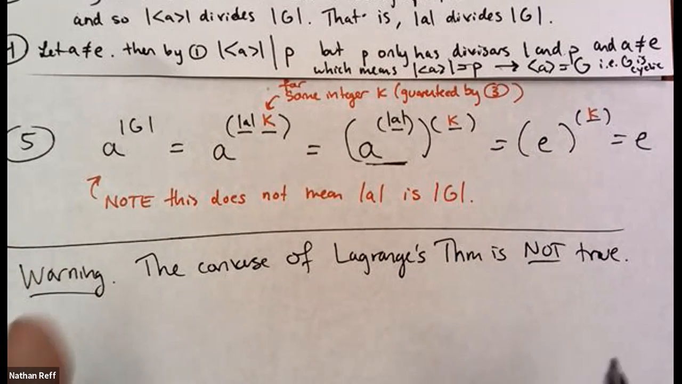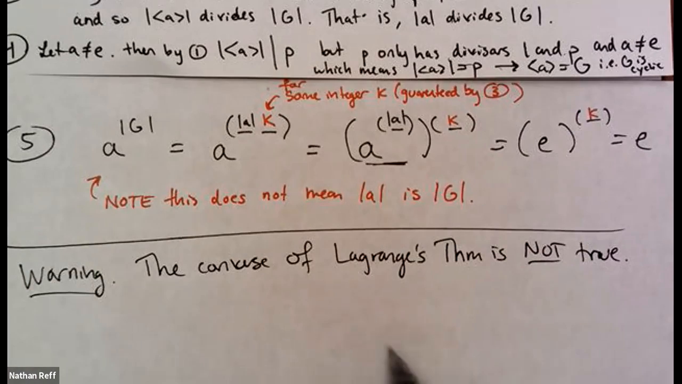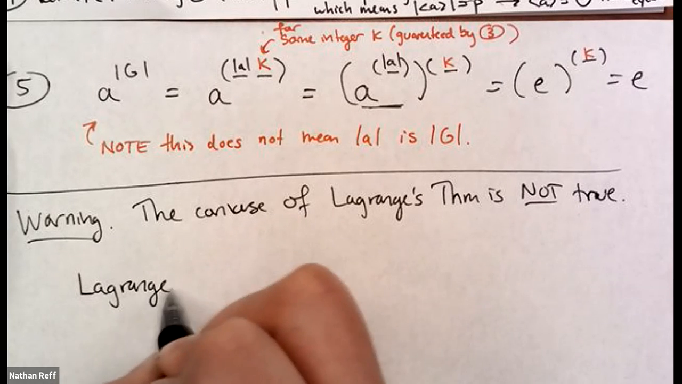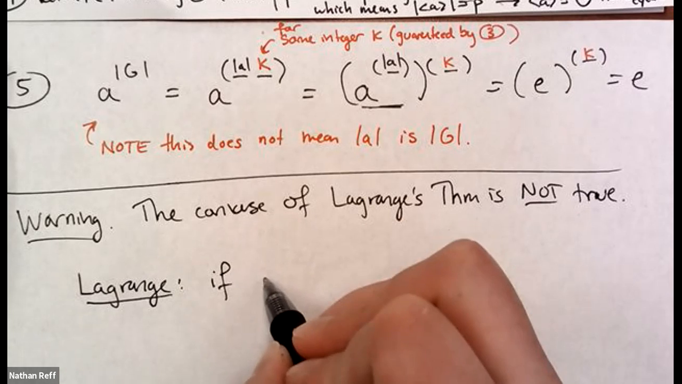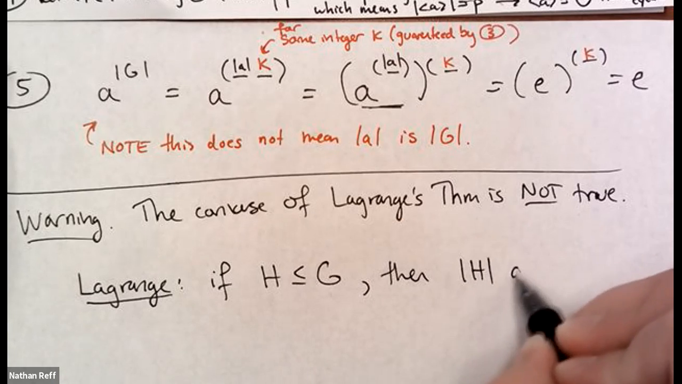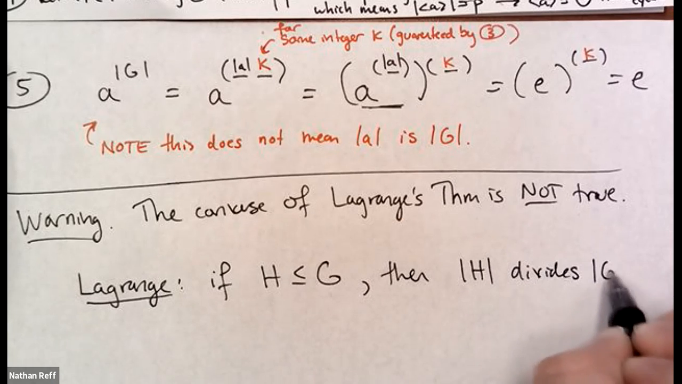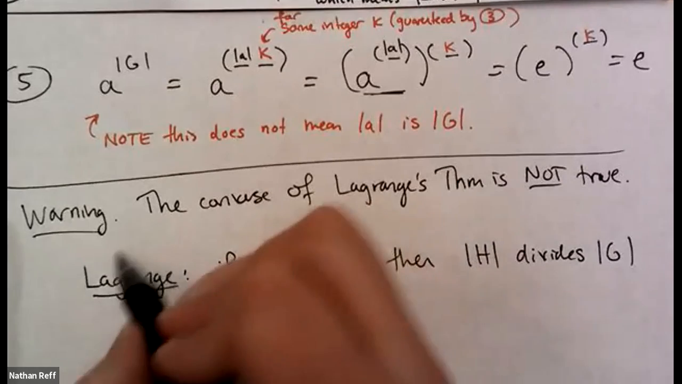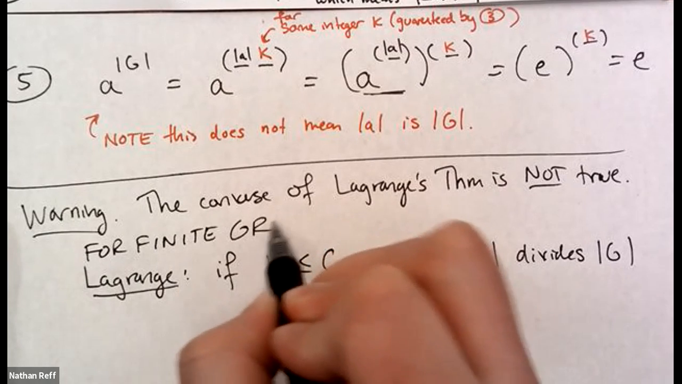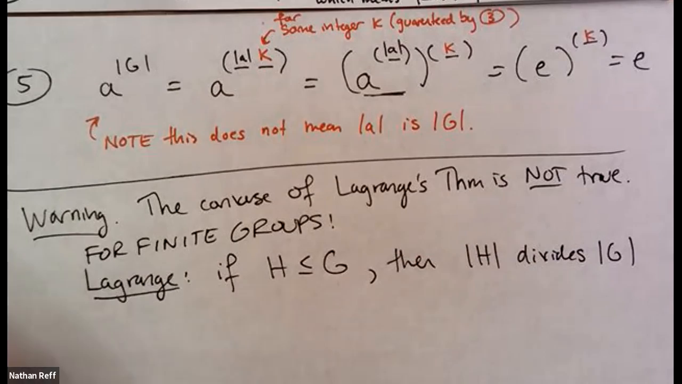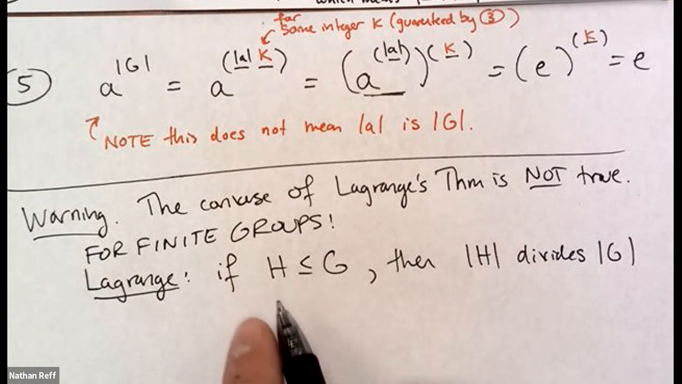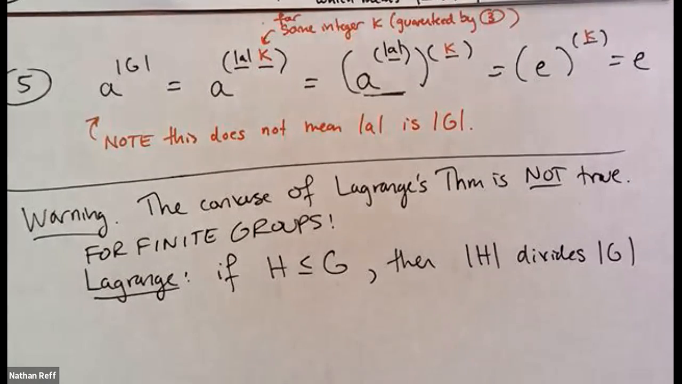Let me write this. Lagrange: if H is a subgroup of G, then the order of H divides the order of G. This is for finite groups, so just ignore infinite groups. For finite groups, Lagrange is saying that as soon as you tell me that H is a subgroup, then the order of H must divide the order of G. So it's pretty significant. It's really nice.